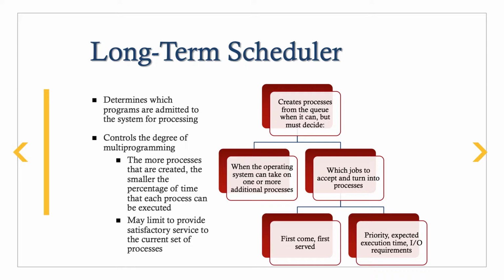And this is based on the ones they accept and turn into processes. There can be a lot that goes into the decision, right? We might have priorities attached to things. There might be something as far as the expected execution time, how much I/O a process requires. There can be a lot that goes into the long-term scheduler's decisions, but these are the things that are going to be considered when we deal with long-term scheduling algorithms.